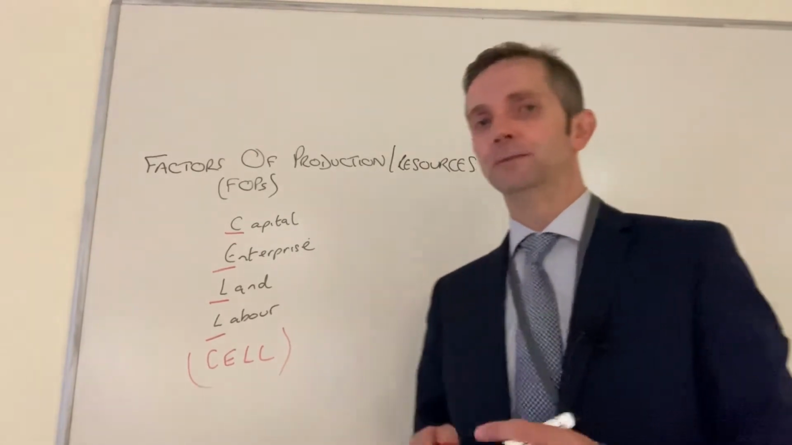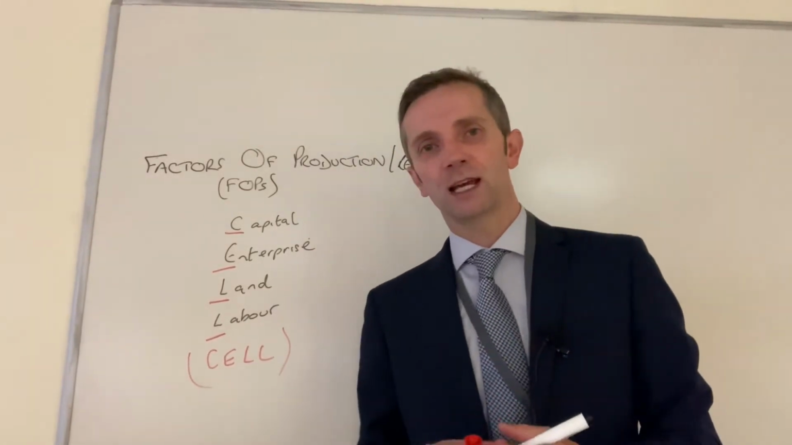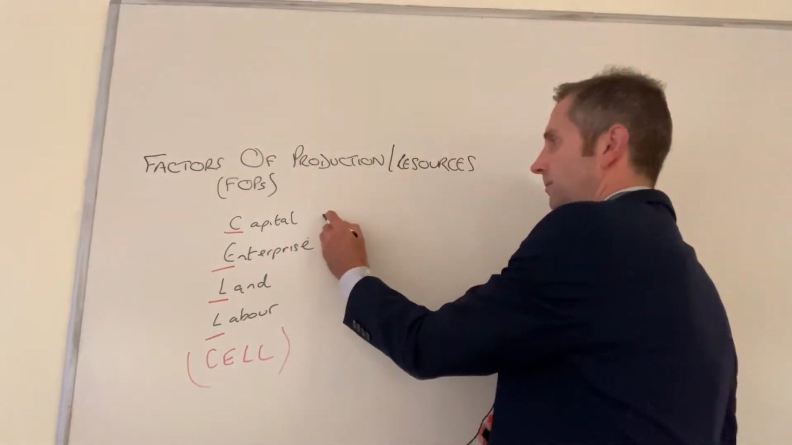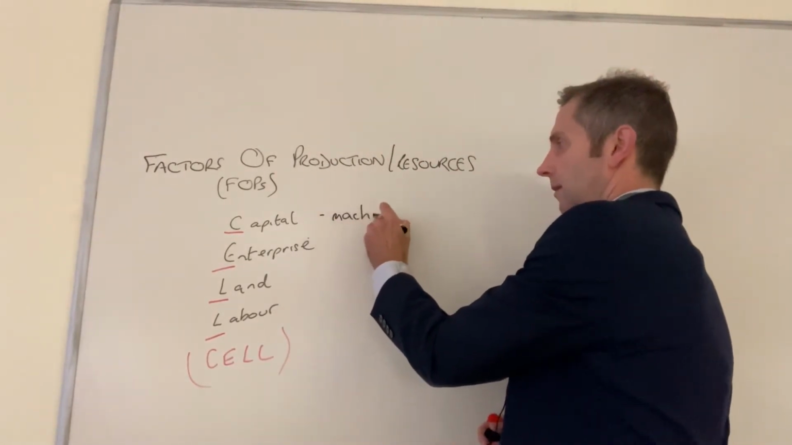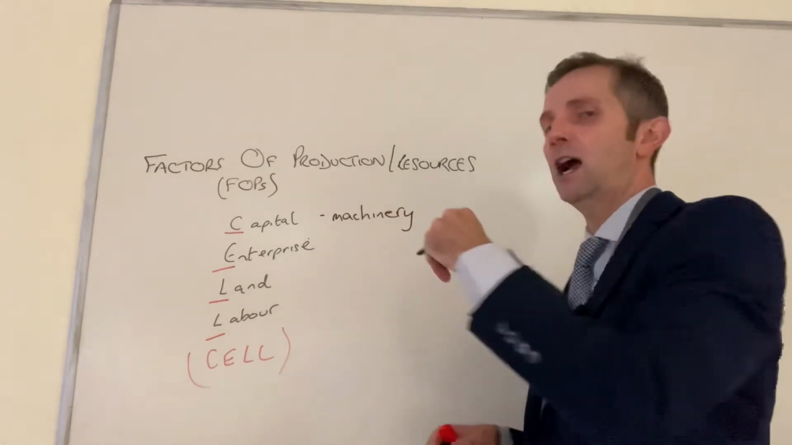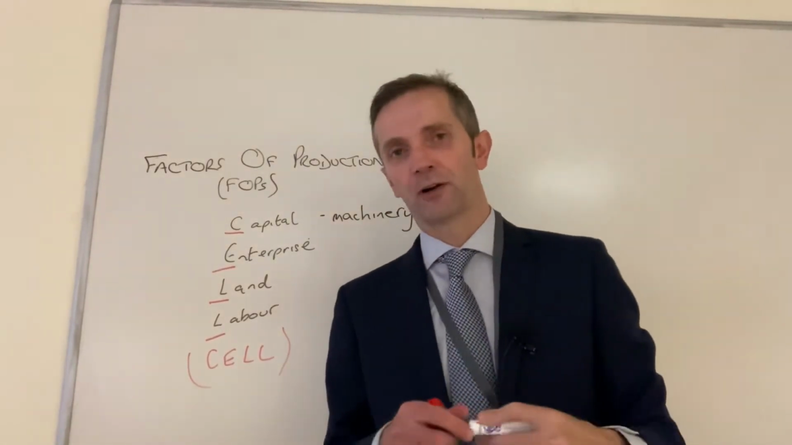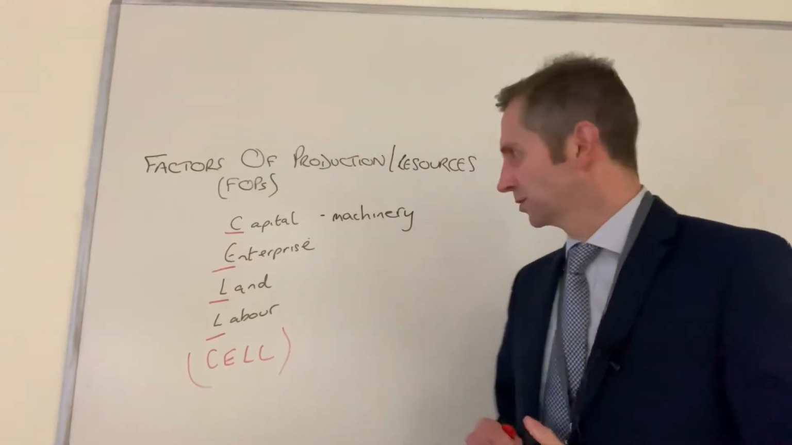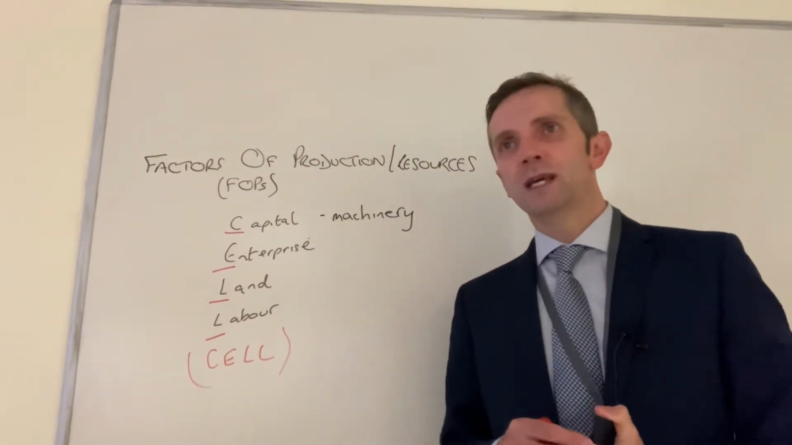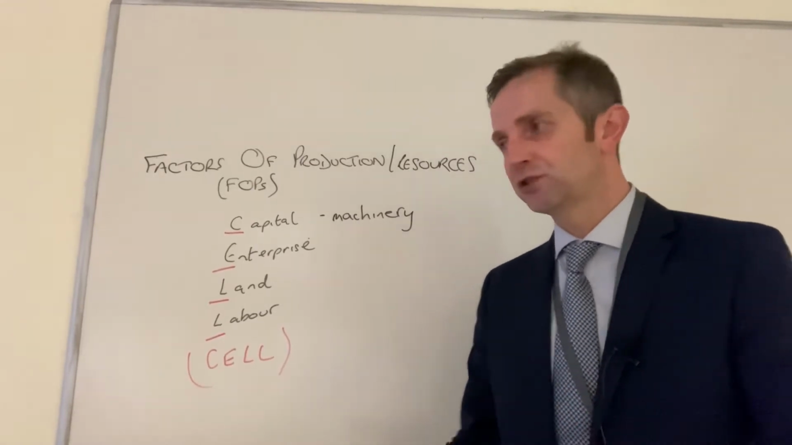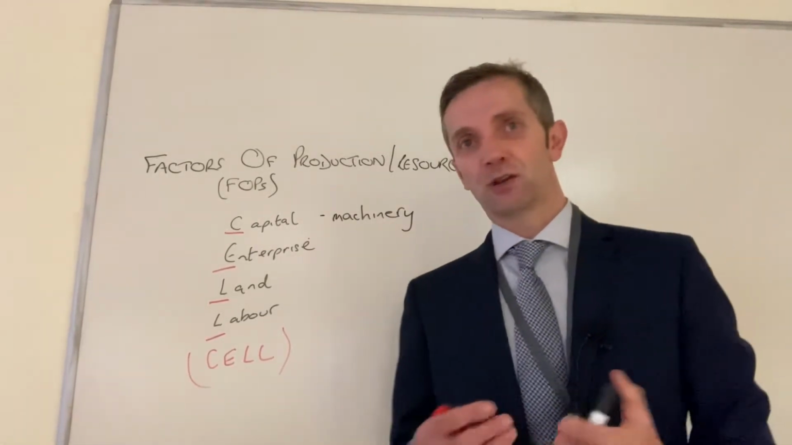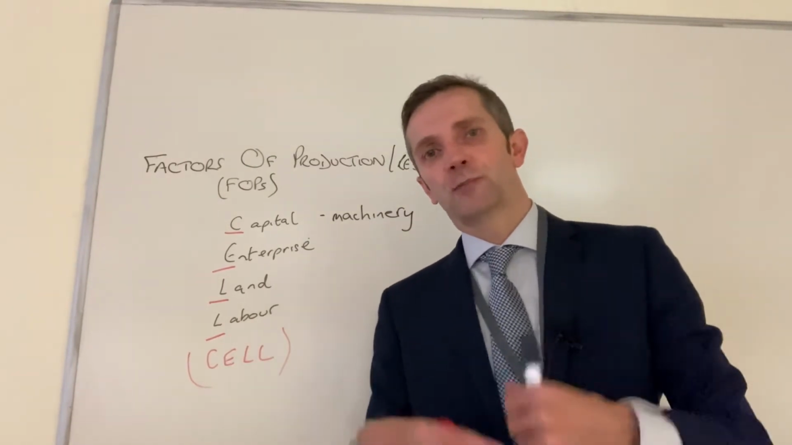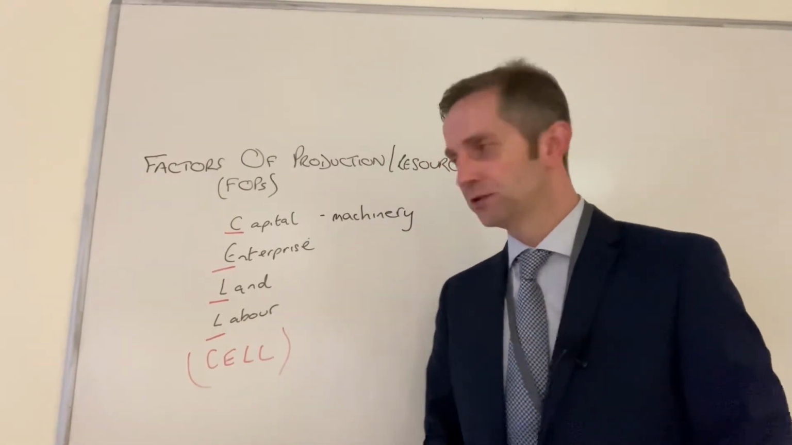So what exactly are these constituent components, these factors of production? So capital. Capital, ladies and gentlemen, really is another word for machinery. The capital equipment that we might be referring to in this sense, in terms of factors of production, when we're referring to capital, we mean machinery. Machinery that's used to build other things and other goods and services. So capital equipment might be used to produce lots of consumer goods, for example.